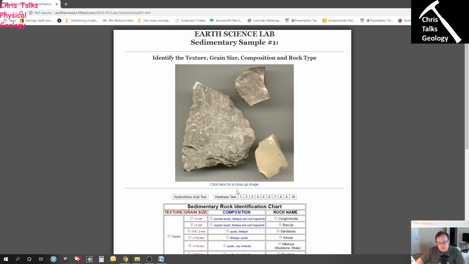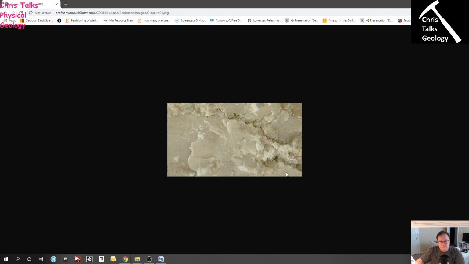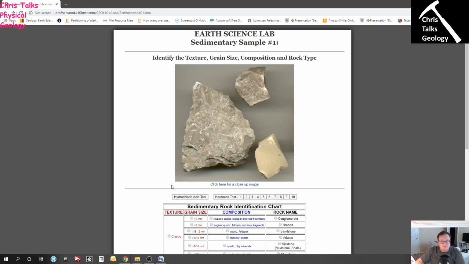If you look just below the image here, there's a bit of text that says click here for close-up image, and here's the close-up image, and you can see very, very clearly there are no obvious crystals, so chances are this is not a clastic rock. But let's continue. Let's try and get some extra pieces of evidence to back up that supposition.